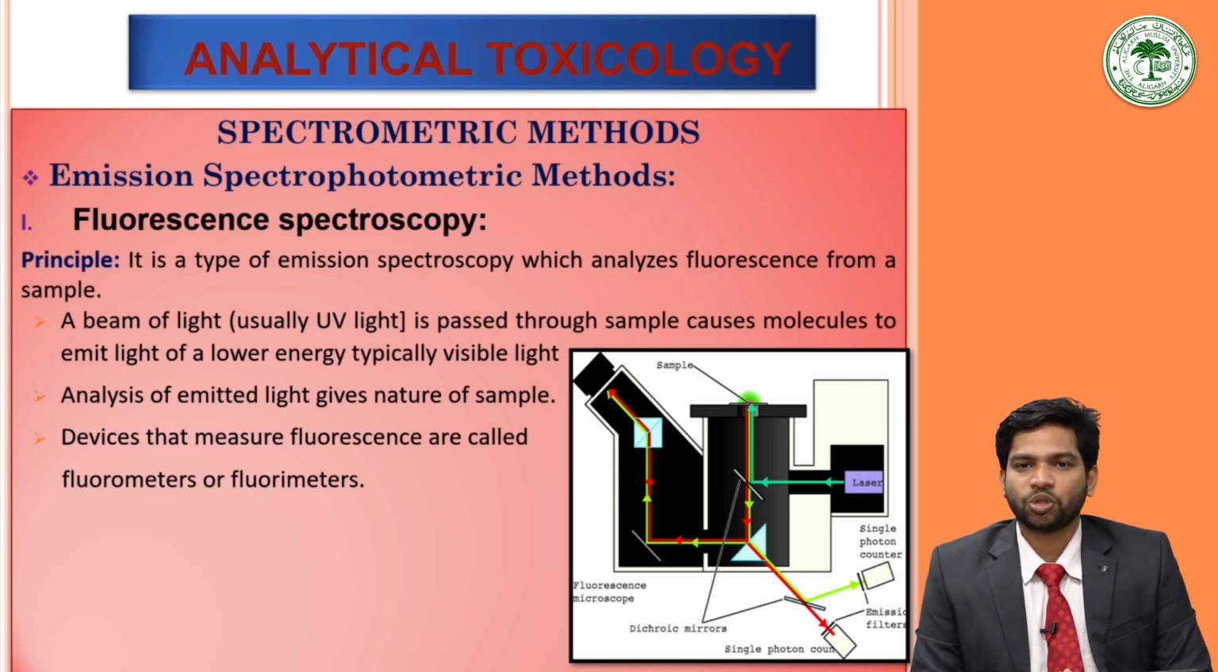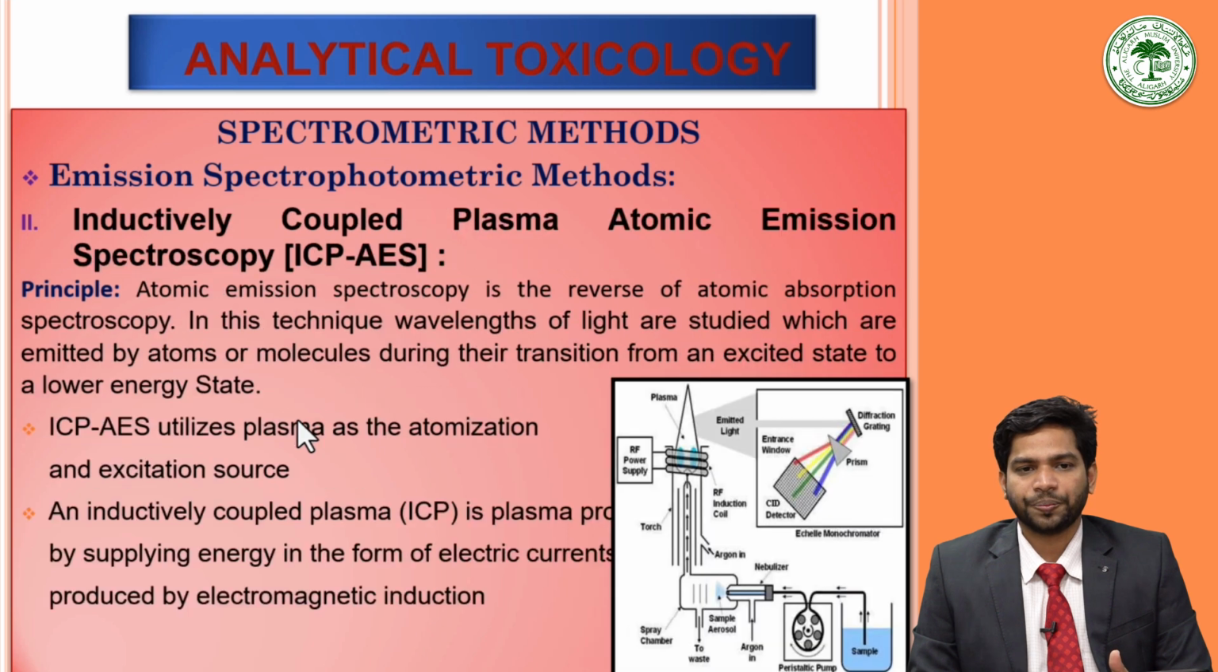Under that, fluorescence spectroscopy is one of the methods. It is a type of emission spectroscopy that analyzes fluorescence from the sample. A beam of light, usually UV light, is passed through the sample that causes molecules to emit light of lower energy than the typical visible light. And the analysis of emitted light gives the nature of the sample. Devices that measure the fluorescence are called fluorometer or fluorimeter. So, here you can see the laser is giving the light and the sample is emitting, and from there we will analyze what type of fluorescence is there, and then according to that we may decide what compound it belongs to.